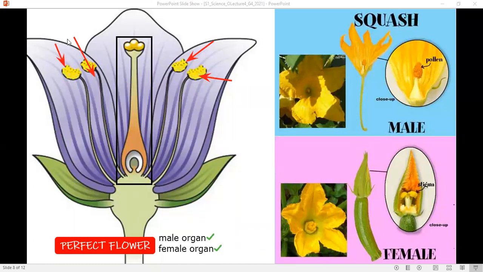If we take a close look at the squash flowers, we will see that there is a flower with stamens only. And we will see a flower with pistils only. The squash plant does not have perfect flowers. It grows flowers with pistils alone or stamens alone. That's what we call an imperfect flower.